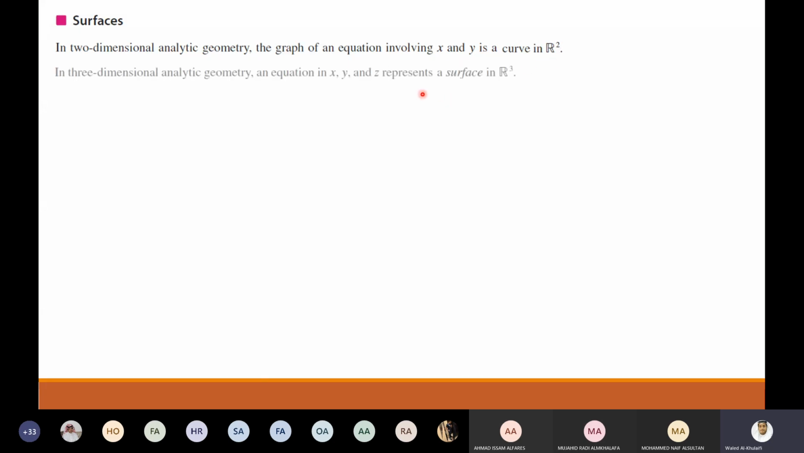Let's talk about the surfaces here. The definition, maybe you've heard this word. In two-dimensional analytic geometry, or in two-dimensional space, if you have an equation of x, y, the graph of the equation, we call it a curve. In three-dimensional space, if you have an equation containing x and y and z as variables, the graph of that equation, we call it a surface.